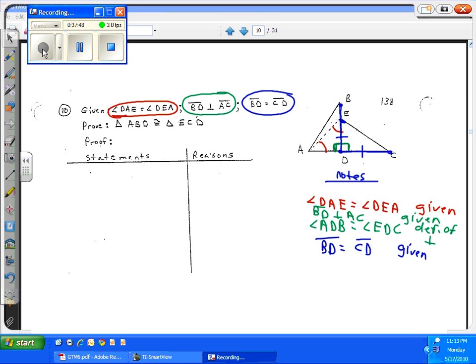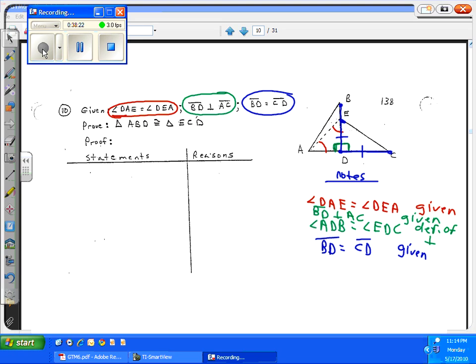Now, we want to try to prove that those are congruent. And the only way that we can do that, you see, is by side, side, side, side, angle, side, or angle, side, angle. So here's what we've done so far.